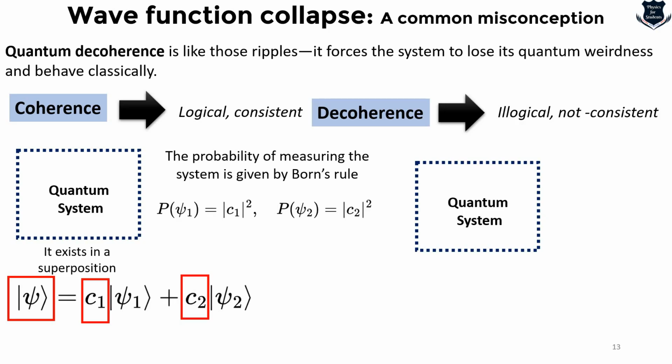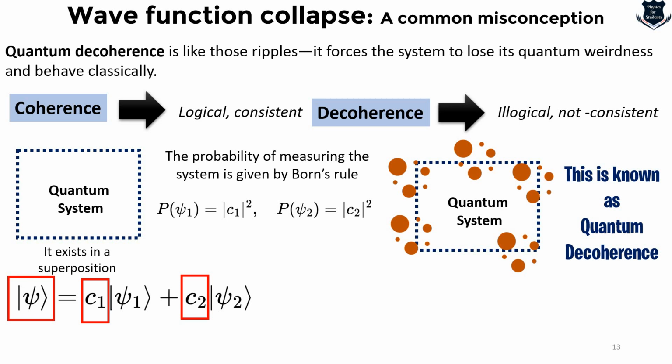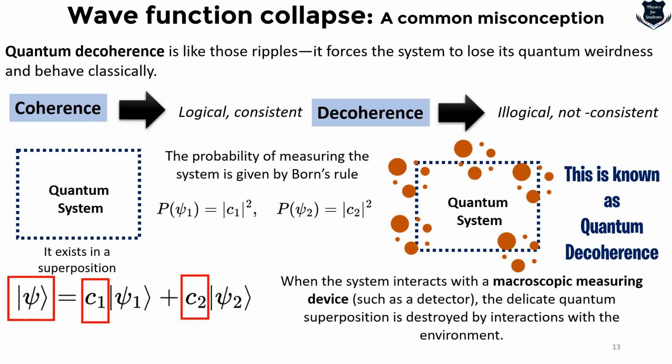Now, let us say this is a quantum system, and it starts interacting with a macroscopic device. For example, it can be a detector, it can be molecules, etc. Say, for example, these brown dots are basically detectors or environment or anything you can imagine. The delicate quantum superposition is destroyed, and it is detected by interaction with the environment. After the detection, this is called quantum decoherence, where the system becomes entangled with the measurement apparatus. So when the system interacts with macroscopic measuring particles, detectors, whatsoever, the delicate quantum superposition is destroyed by the interactions with the environment, and that causes what is called the wave function collapse.